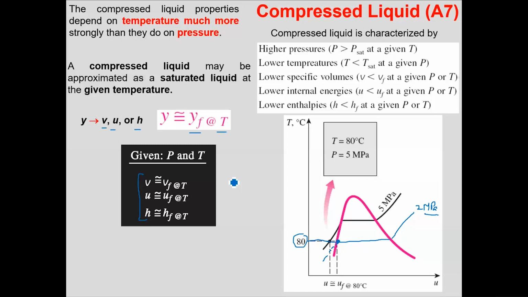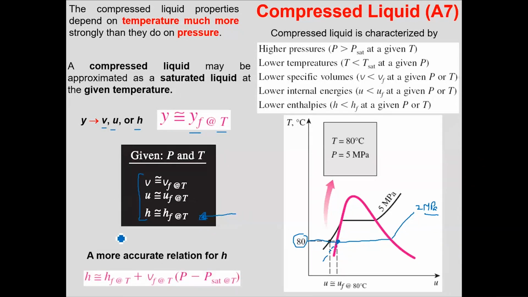All right. So for enthalpy, there is a more accurate approximation that can be used. You can use the earlier approximation also, but at times if you want a more accurate approximation, you can use this one, where the first term is the same thing. This is h equals hf at temperature, saturated liquid at temperature. It is the same thing. The difference is this term. This term is the different term.